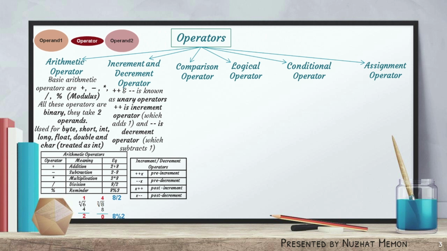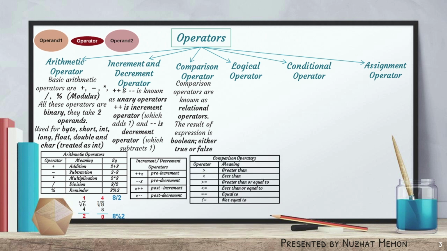Next operator is comparison operator. Comparison operator is used to test the relationship between two operands. Comparison operators are also known as relational operators that return Boolean value, either true or false. Comparison operators are greater than, less than, greater than equal to, less than equal to, not equal to. These four things you can easily predict, but these two things you may get confused.